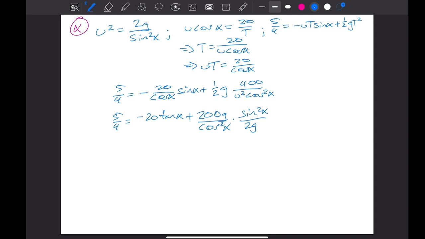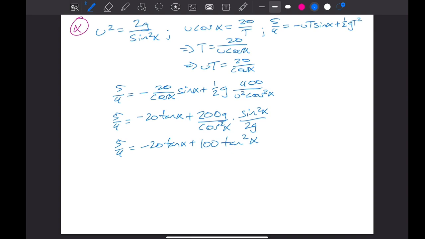So simplifying this third term even, 5 on 4 is still the same. Minus 20 tan alpha plus, well, the g will cancel off. The 2 will cancel, but the 200 and the 2 will become 100. And the sine squared on cos squared will become tan squared alpha. And now what we've got is a quadratic in terms of tan.